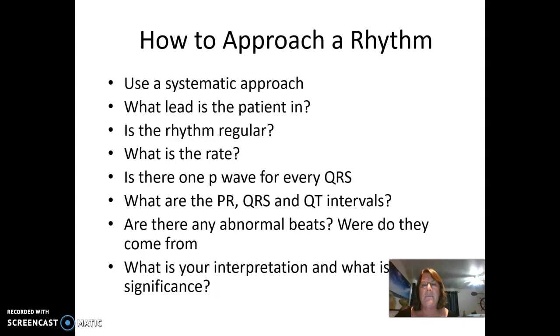Then we need to look at that PR interval, from the beginning of the P wave to the beginning of the QRS. That is our PR interval, our QRS interval, and our QT. And remember, the QT is from the beginning of the QRS to the end of the T.